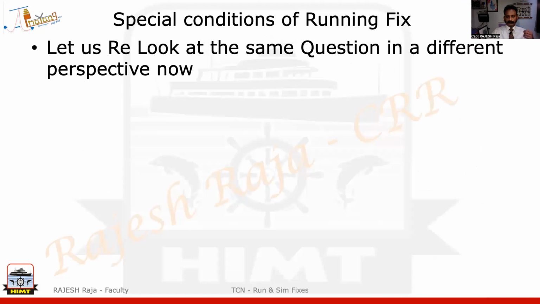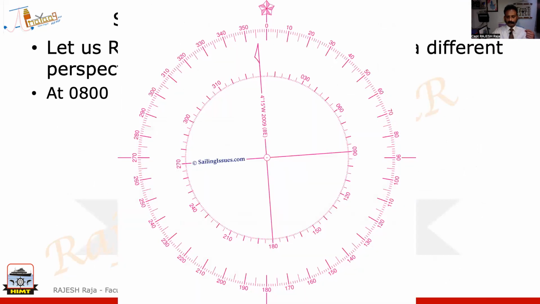So I'm going to relook at the same question. Let us look at 8 o'clock. And this is where I'm going to make use of the compass rose, which always helps you to understand much better. So I'm going to take a compass rose. I'm going to put myself with my course as 090. This question told me that at 8 o'clock, the lighthouse was bearing 045 degrees true. So the lighthouse should have been here.